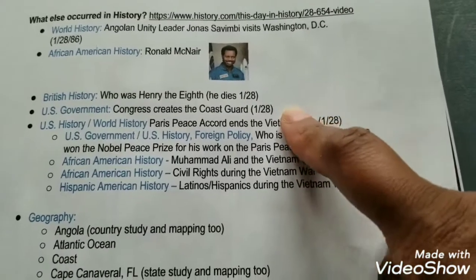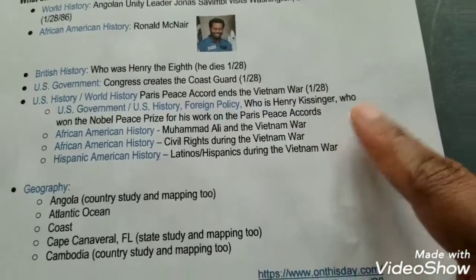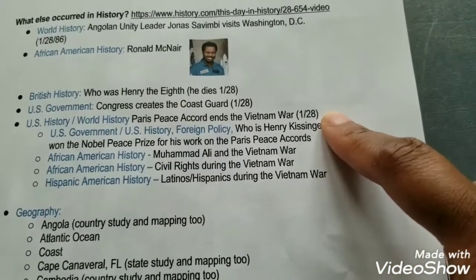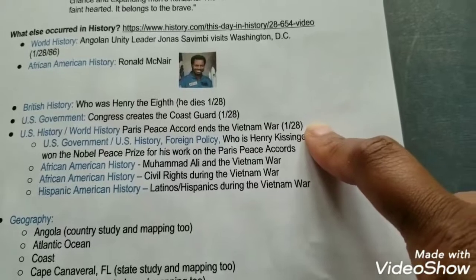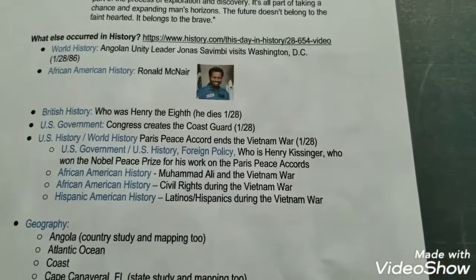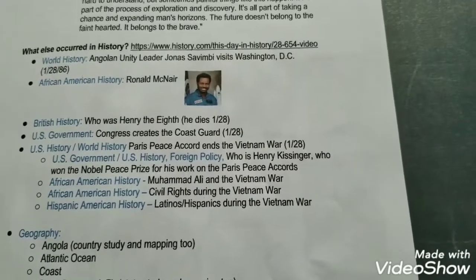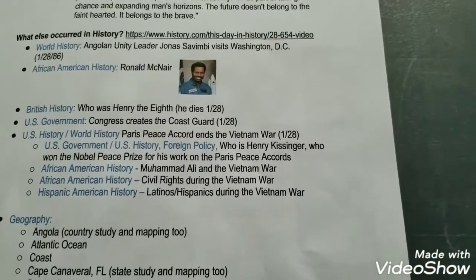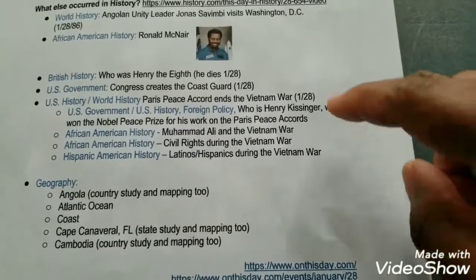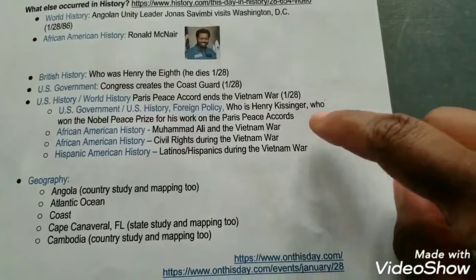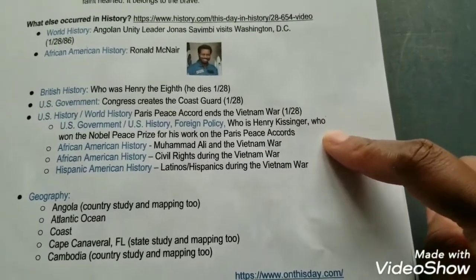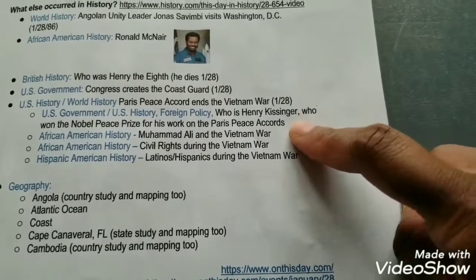That's U.S. government. For U.S. history and world history, we can even talk about the fact that the Paris Peace Accord ended the Vietnam War on January 28th. I forget what year, but the whole point is on January 28th of 1986 and or on January 28th of any year prior to the Challenger disaster taking place, what was going on. So we can talk about the Vietnam War, the peace treaty that ended it. We can talk about Henry Kissinger, who won the Nobel Peace Prize for that peace accord.